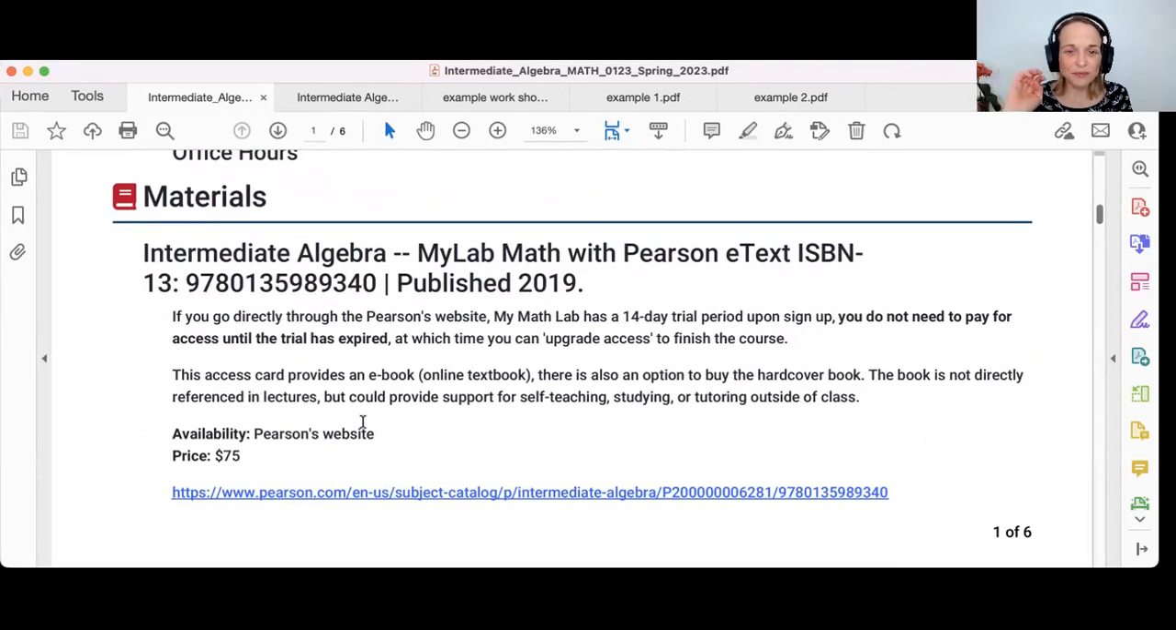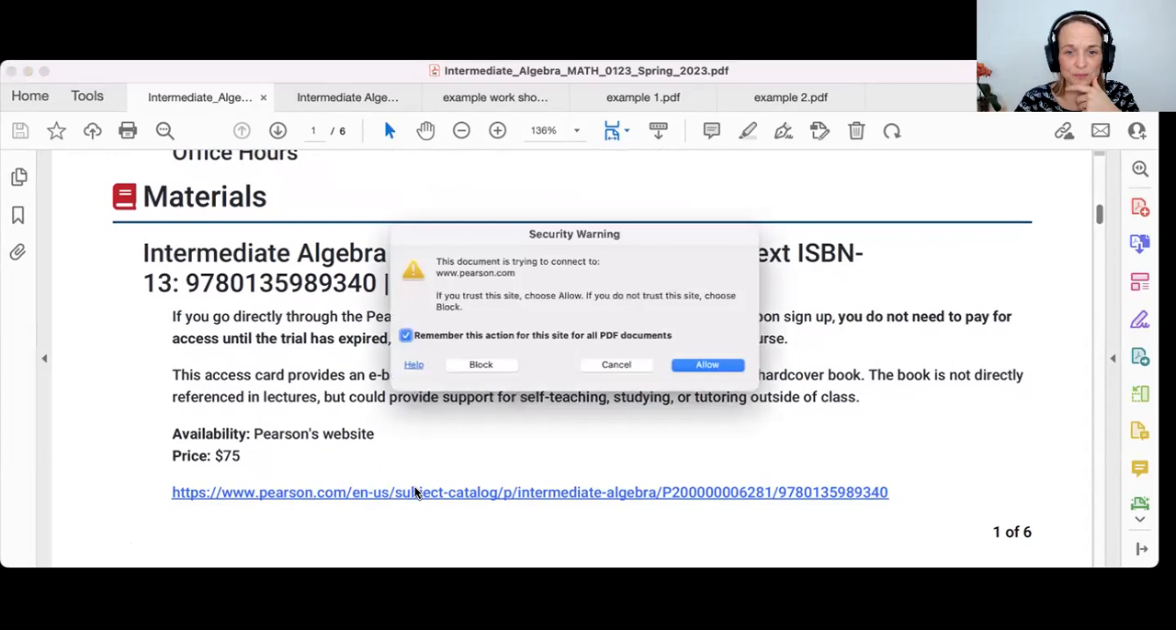Okay, what you need is an 18-week access code to MyMathLab. That access code allows you into our classroom that has all of our assignments. It also allows you access to an online textbook. The price is $75. It's a different price than what is in the school bookstore. It's the same product. So don't worry, if you bought it from the bookstore, you're getting the same thing.